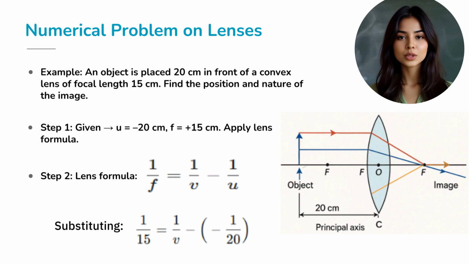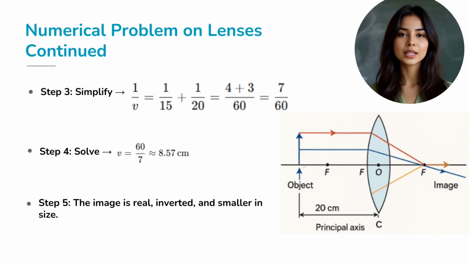Step 2, the lens formula. Here comes our trusted relation. 1 by f is the same as 1 by v minus 1 by u. This is the backbone of lens calculations. Time for a little fraction workout. Combine them with denominator 60. 4 by 60 plus 3 by 60 makes 7 by 60. So 1 by v is 7 by 60. Flip it and we get v as 60 by 7, which comes to about 8.57 centimeters.